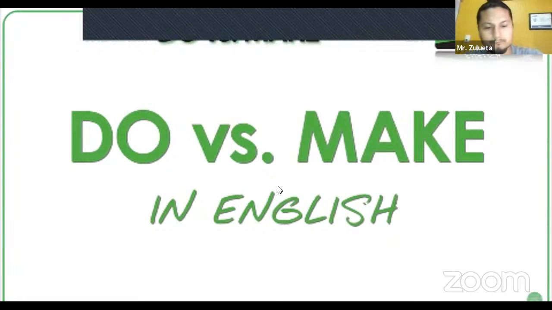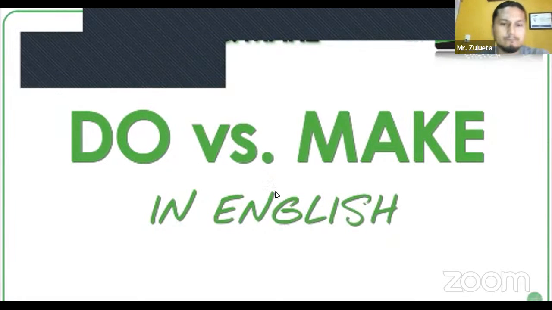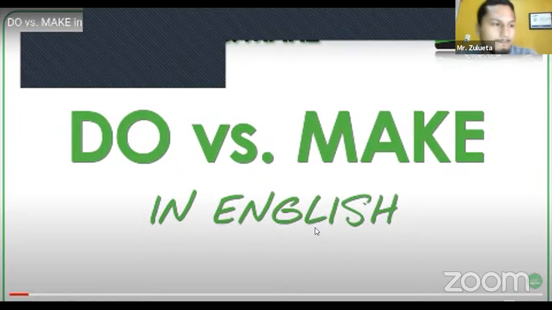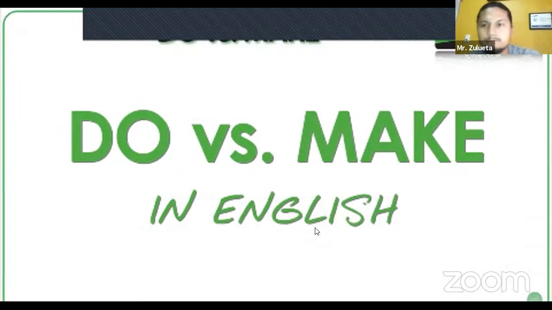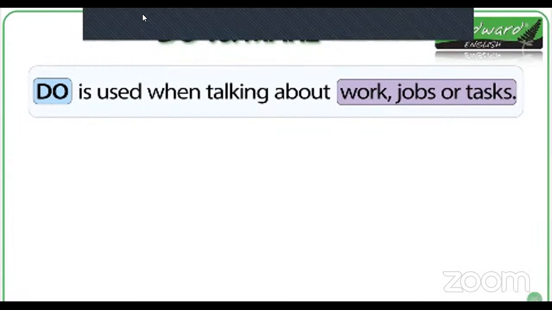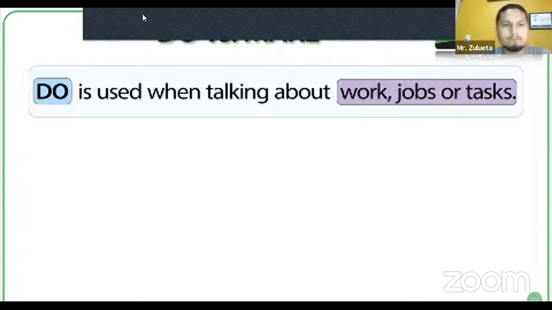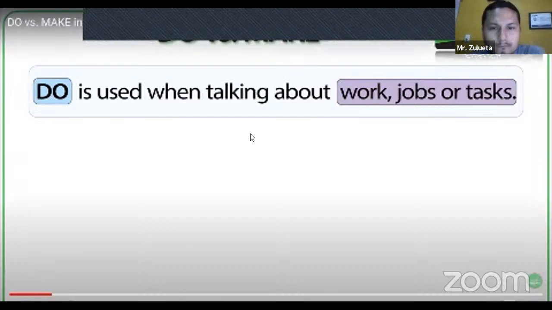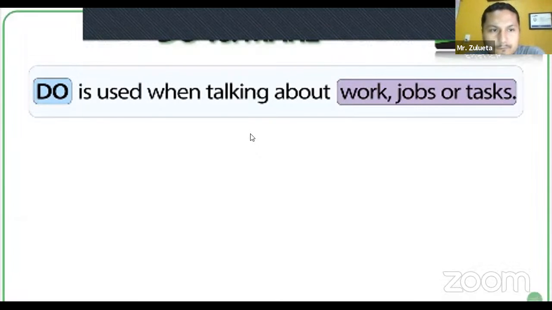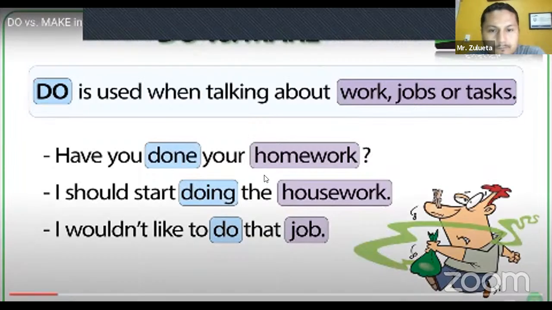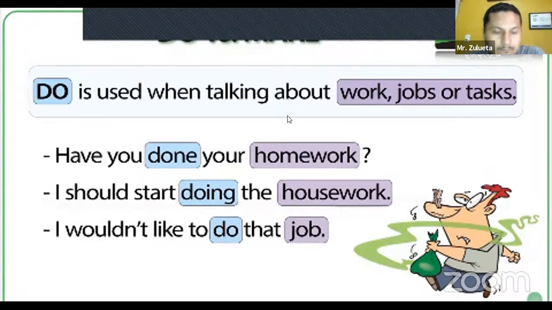Do and make are two verbs that frequently confuse students learning English. Today, we will learn about the difference between do and make and when to use each one. Here, we're talking about do and make as verbs or action words. So when do we use do? Do is used when talking about work, jobs, or tasks, including chores. Note, they do not produce any physical object. Have you done your homework? I should start doing the housework. I wouldn't like to do that job.